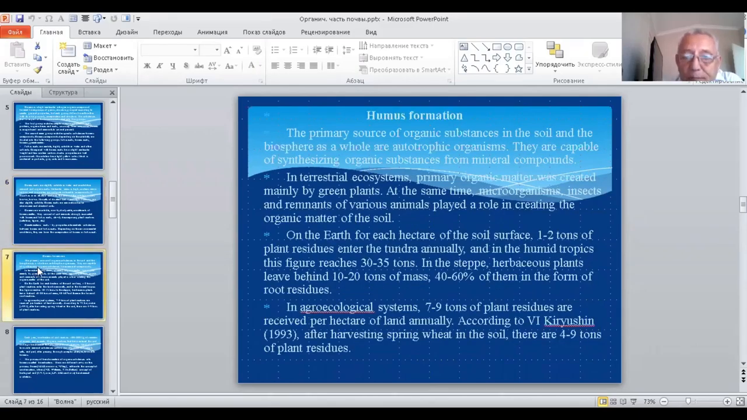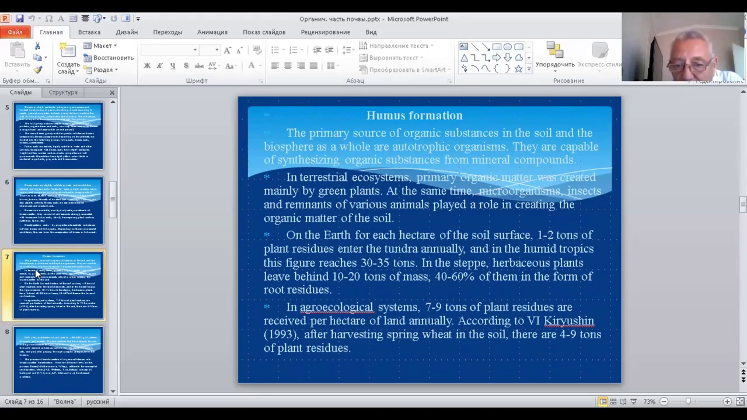Humus formation. The primary source of organic substances in the soil and the biosphere as a whole is autotrophic organisms. They are capable of synthesizing organic substances from mineral compounds. In terrestrial ecosystems, primary organic matter was created mainly by green plants. At the same time, microorganisms, insects, and the remains of various animals played a role in creating the organic matter of the soil.